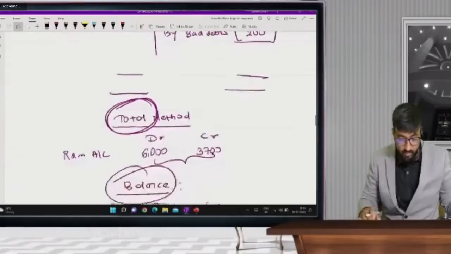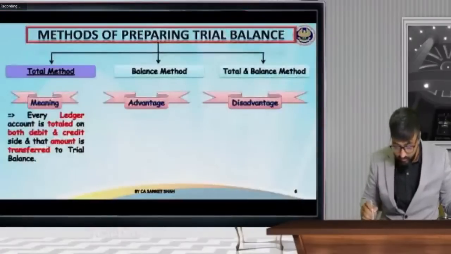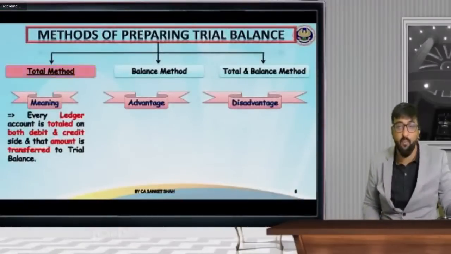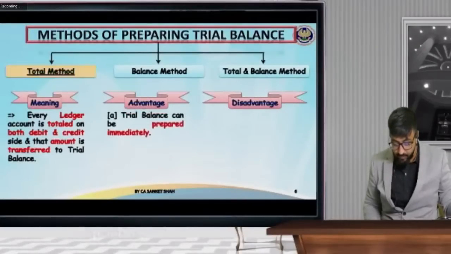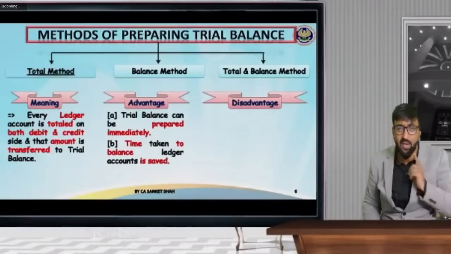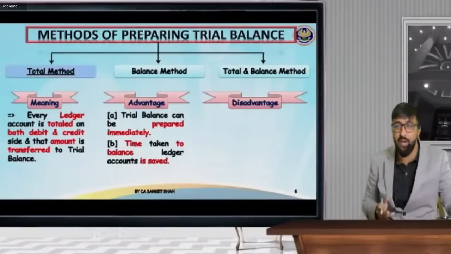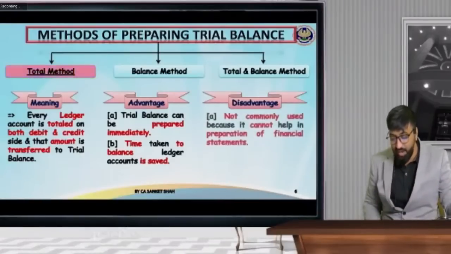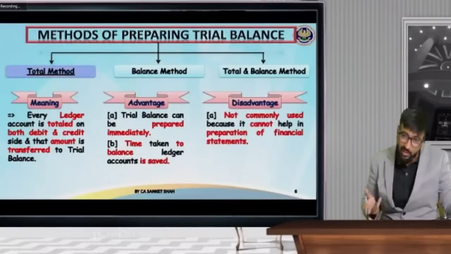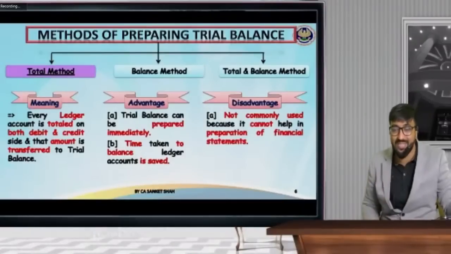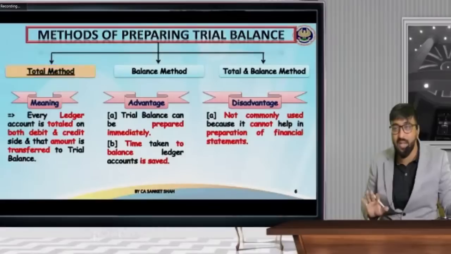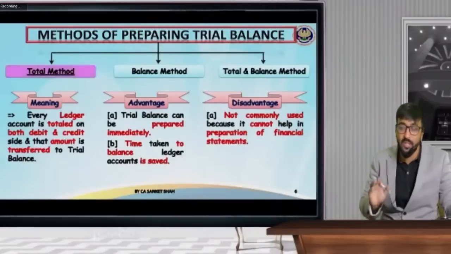Every ledger is totaled on both debit and credit sides, and the amount is transferred to the trial balance. Trial balance can be prepared immediately. Advantages: time taken to balance the ledger account is saved. Better you don't have to take that balancing figure. So that is better. This is not the advantage. Ultimately you have to take it. Not commonly used. In real life also you will never use this technique, but still in the syllabus at least you should know what the total method is.